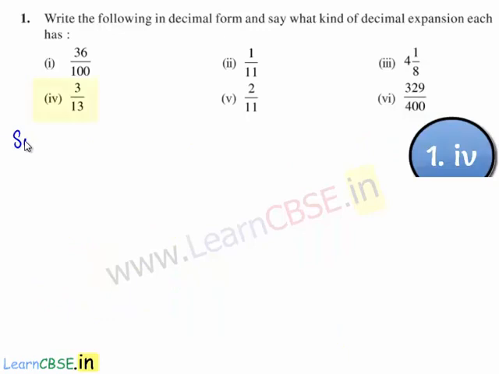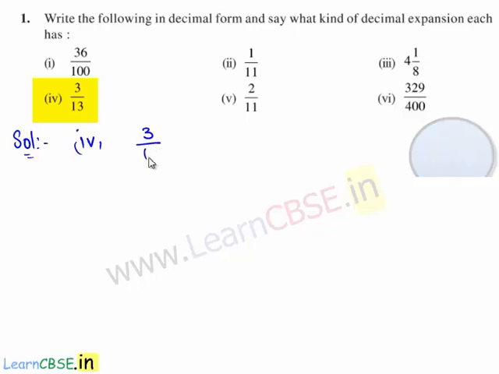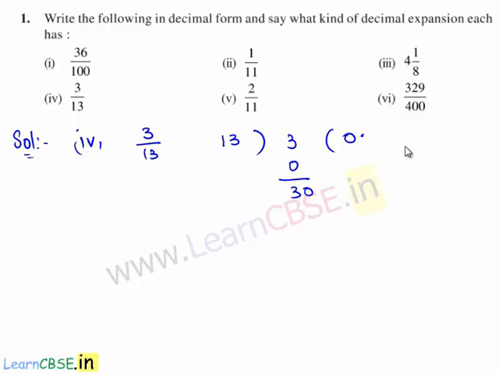Now let us move on to the fourth bit. Here we need to find the decimal expansion for 3 upon 13. So we divide 3 by 13. Since 13 does not go in 3, we take 0. So 13 times 0 is 0, and we are left with the remainder 3. 13 does not go in 3 again, so we take a decimal point. 3 becomes 30. And 13 goes in 30 2 times. So 13 times 2 is 26. And we are left with the remainder 4.